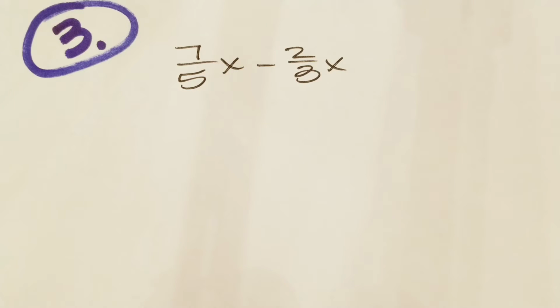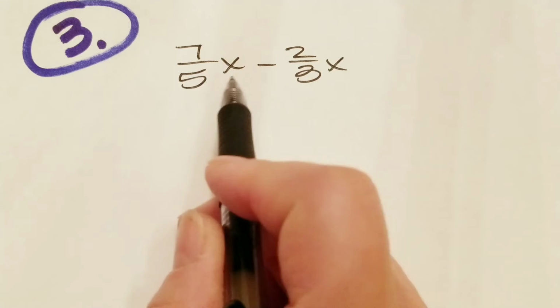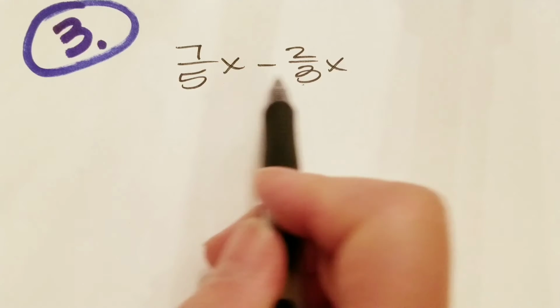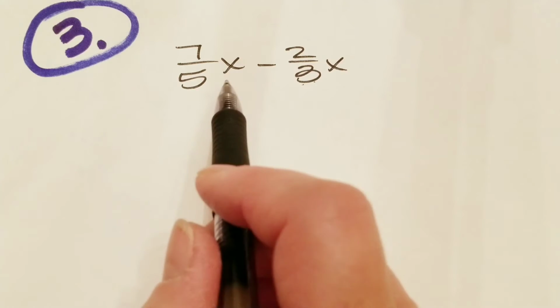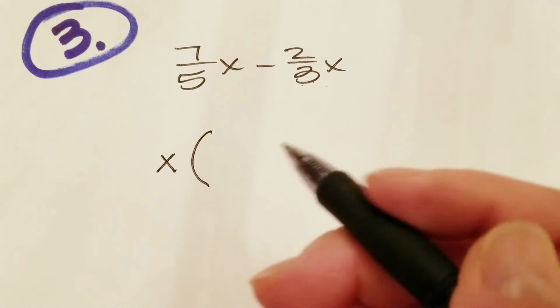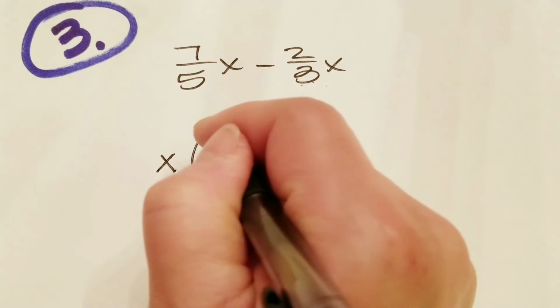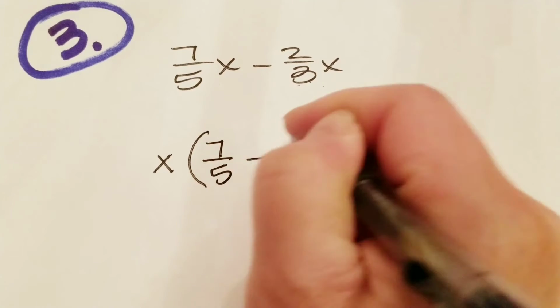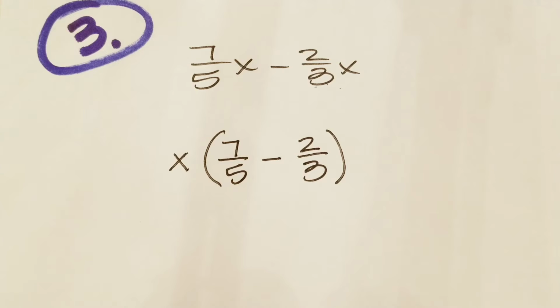For number 3, you will notice that you have 2 like terms with your x, but you'll also notice they have 2 different denominators. So what you need to do again is pull out that common term of your x, and then you're going to fill in the coefficient on that x. So 7/5 minus 2/3.